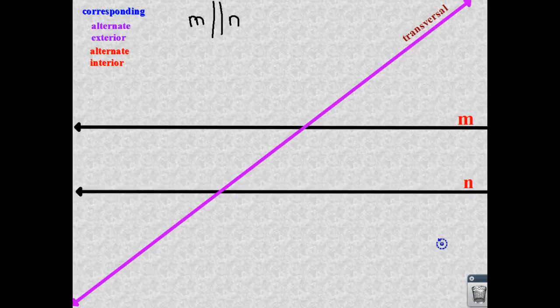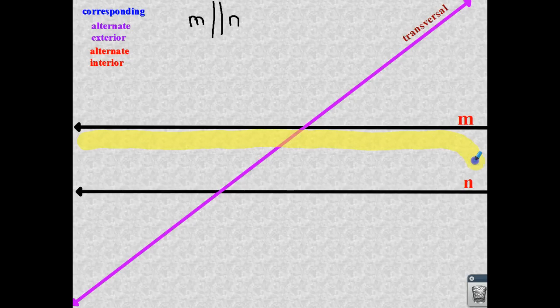And when we have that transversal, we have a couple of new terms to talk about. We have corresponding angles, alternating interiors, and alternating exteriors. So let's start first by designating what an interior and exterior actually is. And I'll do that with a highlighter. If you're talking about the interior of something, you're talking about the inside. So we're going to look at the inside of our line M and N, our parallel lines.